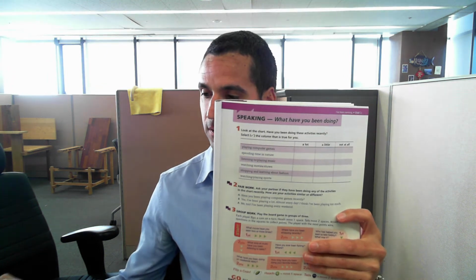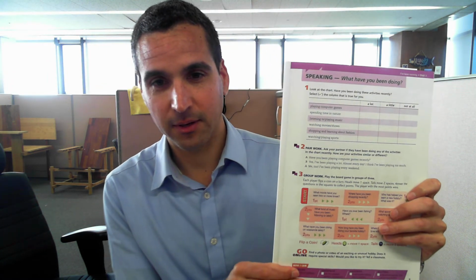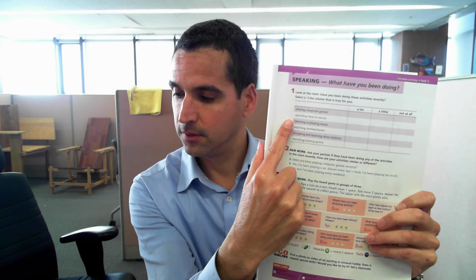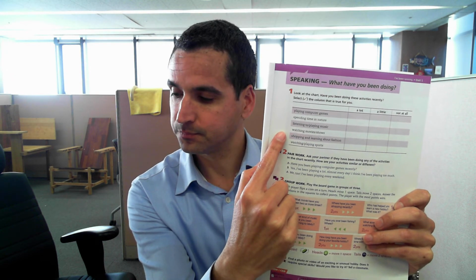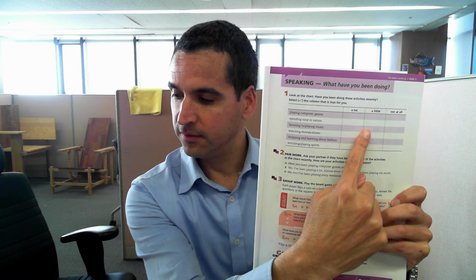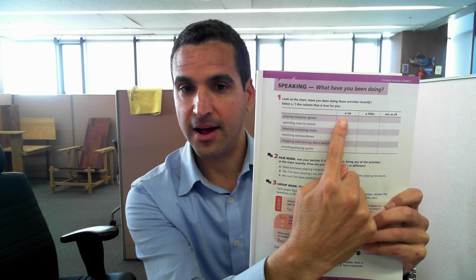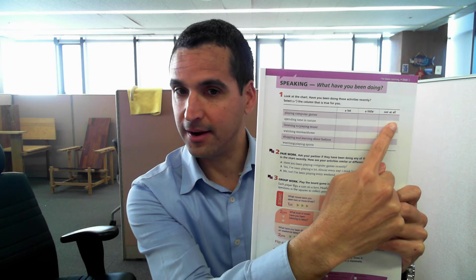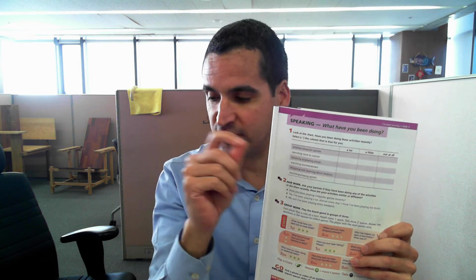Okay, so what have you been doing? What have you been doing? Okay, so first look at the chart. Look at the chart. Have you been doing these activities recently? Select the column that is true for you. So maybe you've been doing these things a lot, a little, or not at all. Okay, so go ahead and check.